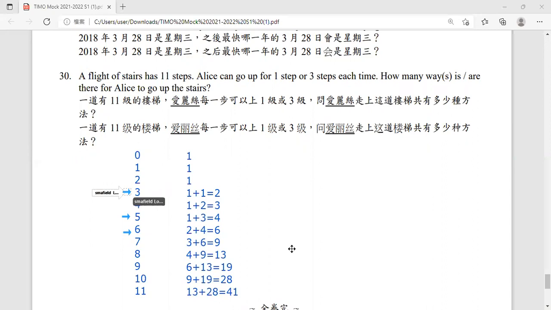Any questions? Okay, any questions? If no question, that will be the end of these 30 questions. But if you have more questions on this paper, you can ask here, and maybe for the others you have no question, you may leave now.